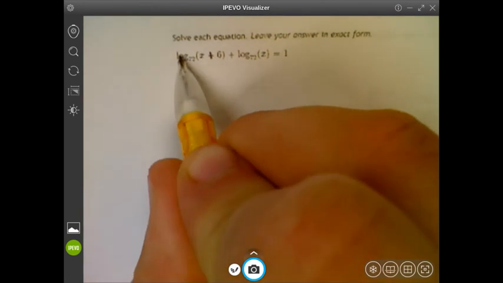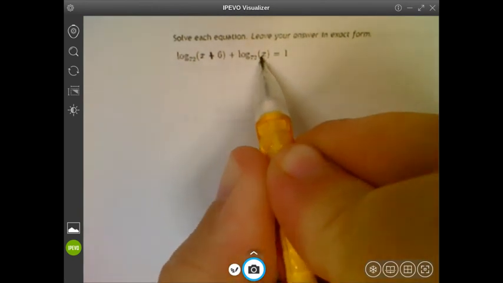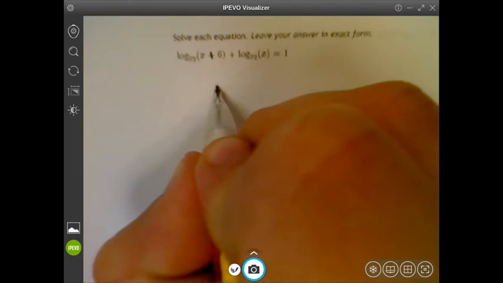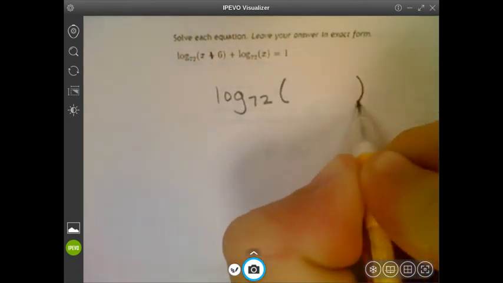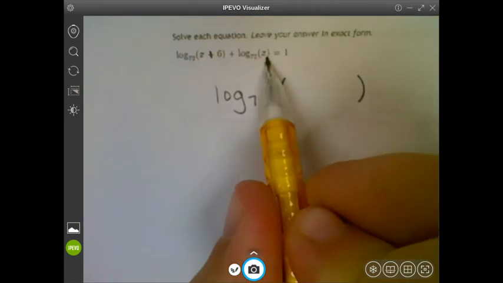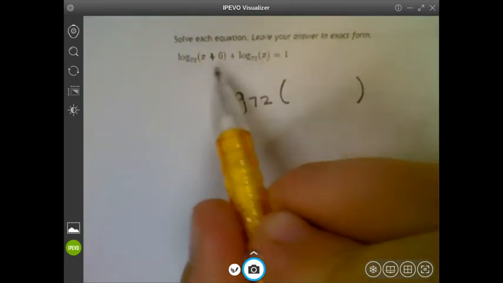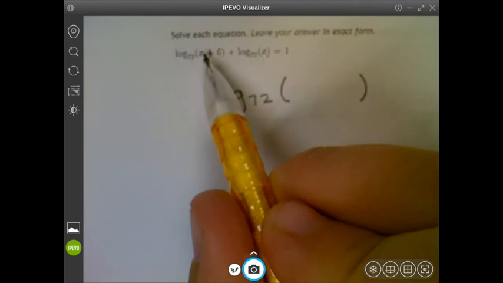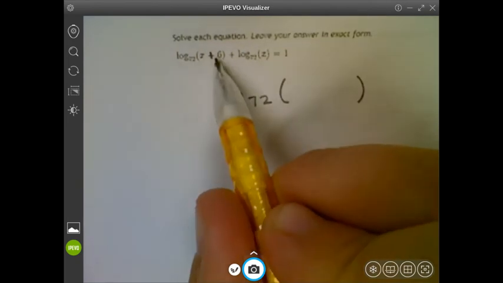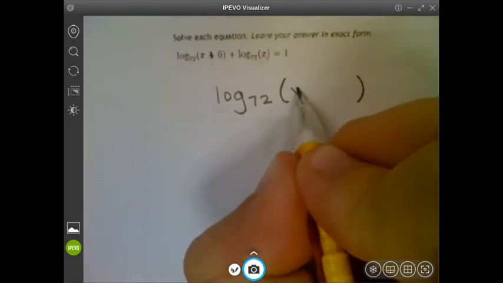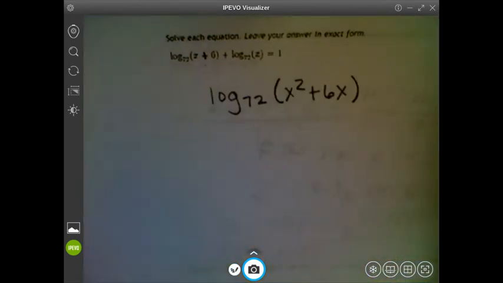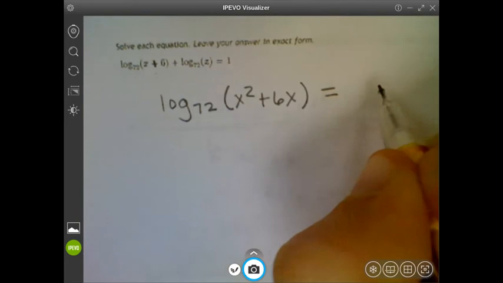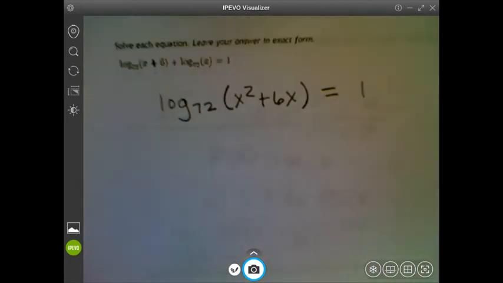The first thing I notice is log base 72 of something plus log base 72 of something, and you can put that into one log base 72. On the inside of that log, you take those two things and multiply them. Remember, that's one of those properties as well. So this would be x and x plus 6 being multiplied, so I'm going to say x squared plus 6x. Hopefully you're okay with multiplying those at this point. And then that's currently equal to 1.